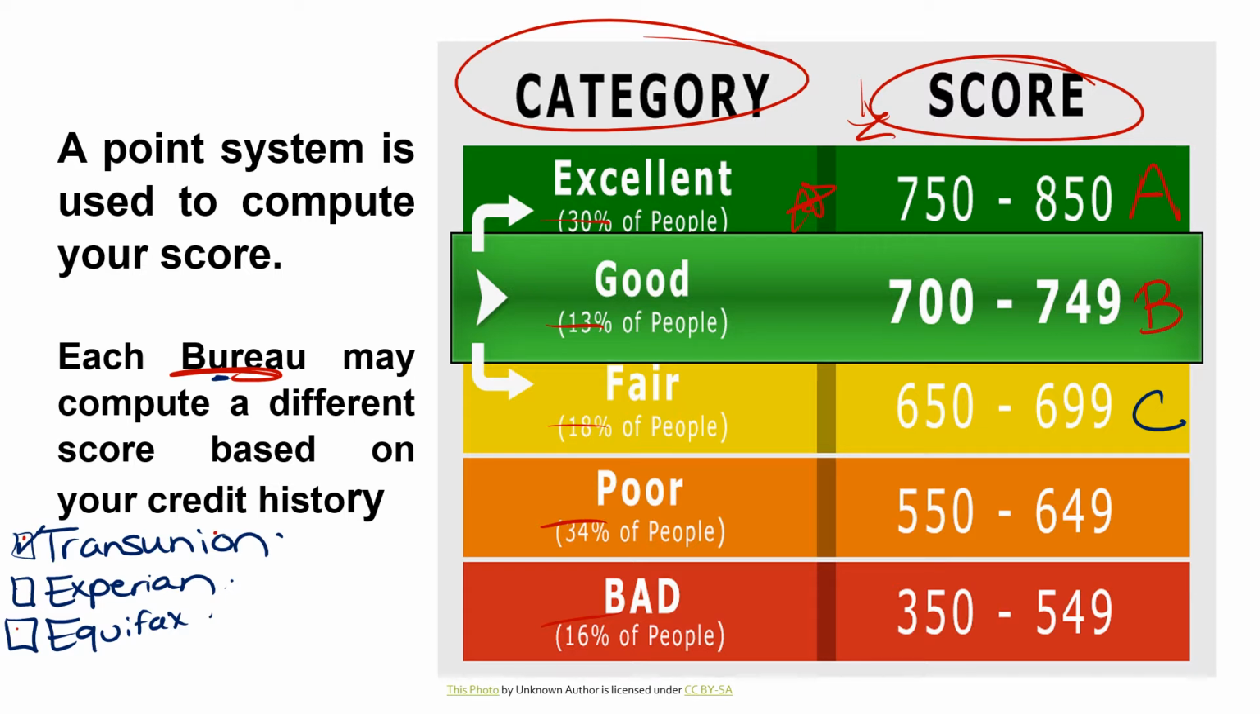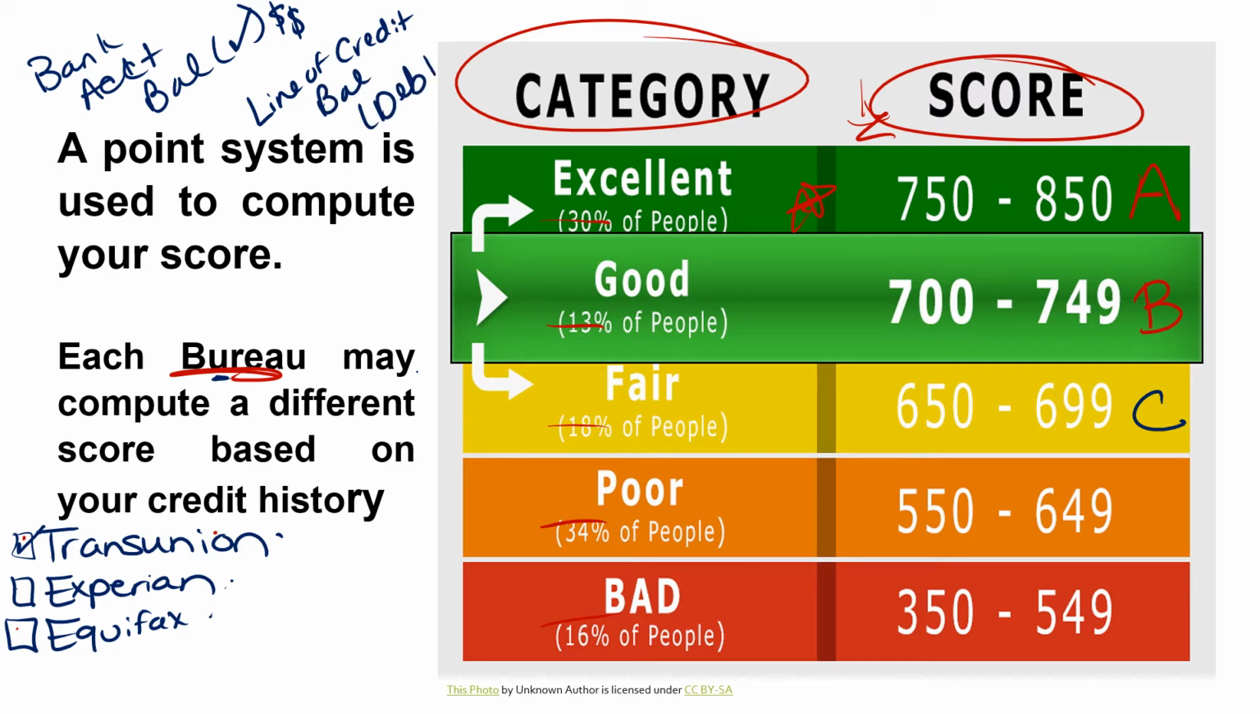So let me explain the difference between each two. When you have a bank account, if you have a balance, it's a good thing, because the balance means this is how much money you actually have in the account. However, with a line of credit, such as a credit card or a loan, if you have a balance, this actually means it's the amount of debt that you have. So this is the amount that you owe.